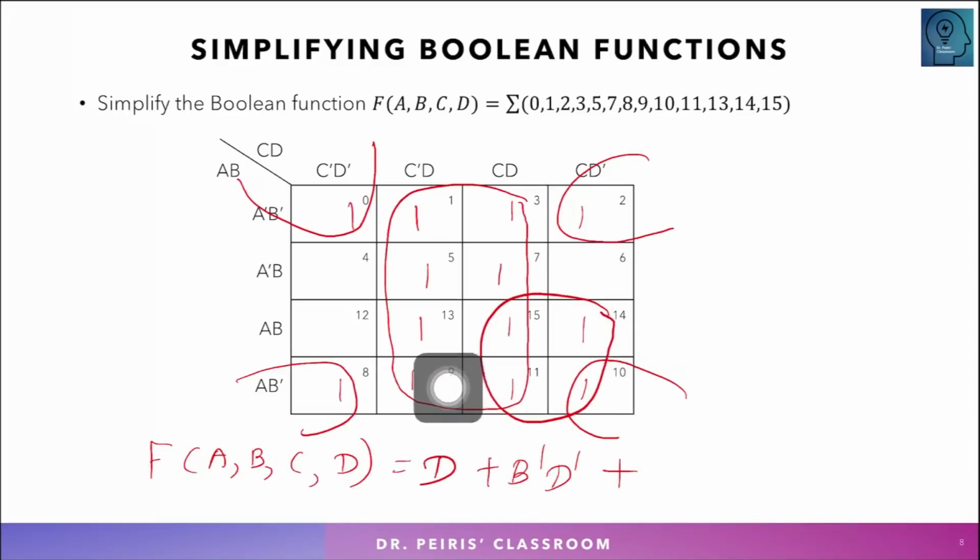Now for this group, it is in these 2 rows. So what is common? A is common. Now again, this is in these 2 columns, so C is common. So this is how you do these types of questions. I hope it is clear.